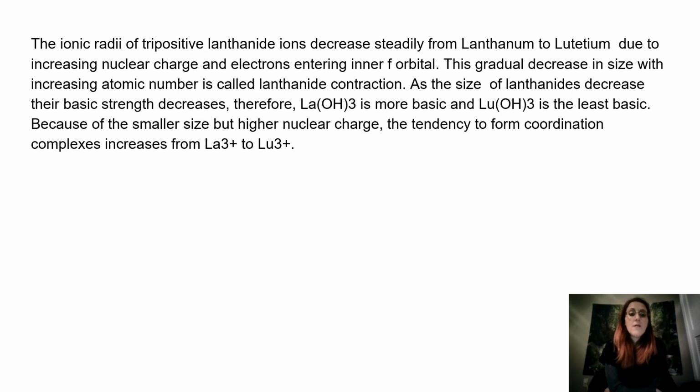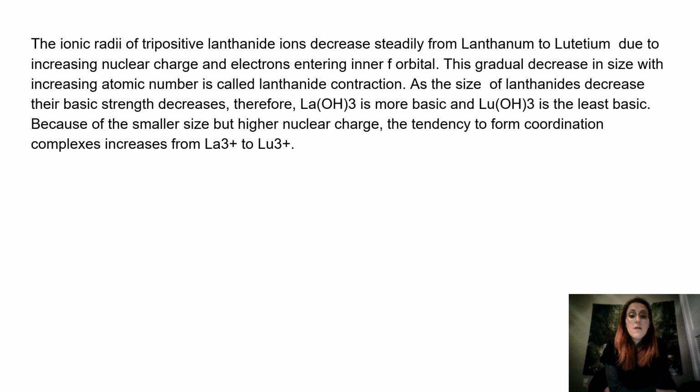The ionic radii of tripositive lanthanide ions decrease steadily from lanthanum to lutetium due to increasing nuclear charge and electrons entering the inner f orbital. This gradual decrease in size with increasing atomic number is called lanthanide contraction. As the size of lanthanide decreases, their basic strength decreases as well.